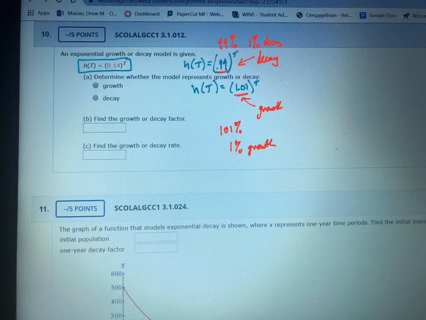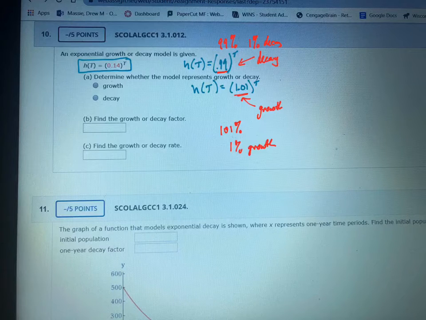And the number 1 would have represented 100%, which is just 1. It's just itself, right? So if it was 1 to the t, really you have a 0% growth or decay, which means it's not changing. It's staying the same. So that's kind of, in a nutshell, the idea behind all of this growth and decay stuff.